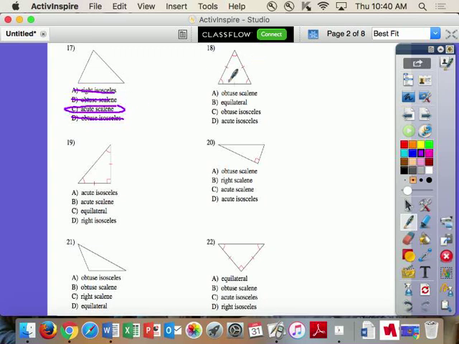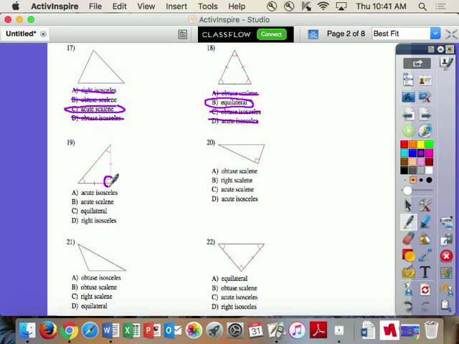So if you look over here, what do you notice about these? All the angles are the same size, and all the sides are the same size. So you know that's not scalene. Isosceles means two are the same, so that one's out. So this is called equilateral. That means all the sides are the same, or it could be equiangular, which is all the angles are the same.